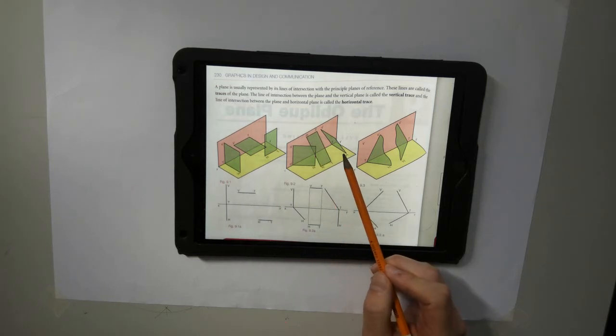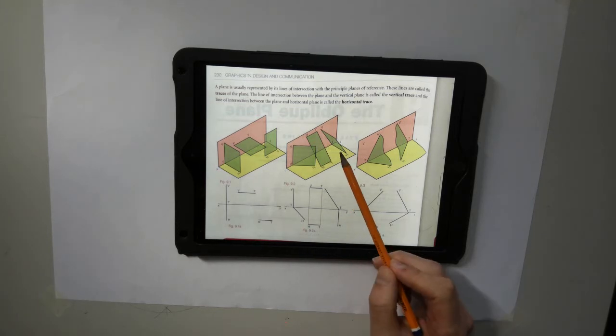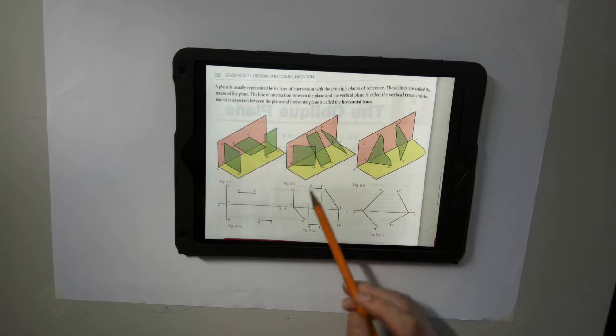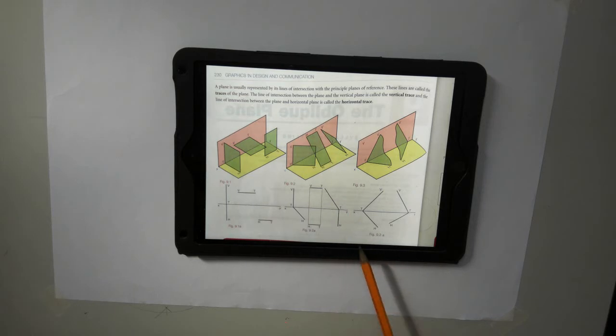And the last one, you can see it's a straight line going down in plan, it's coming out perpendicular to the vertical plane, the XY line there, and you can see it's inclined at an angle going up. And the last one we're going to be focused on is the oblique plane.